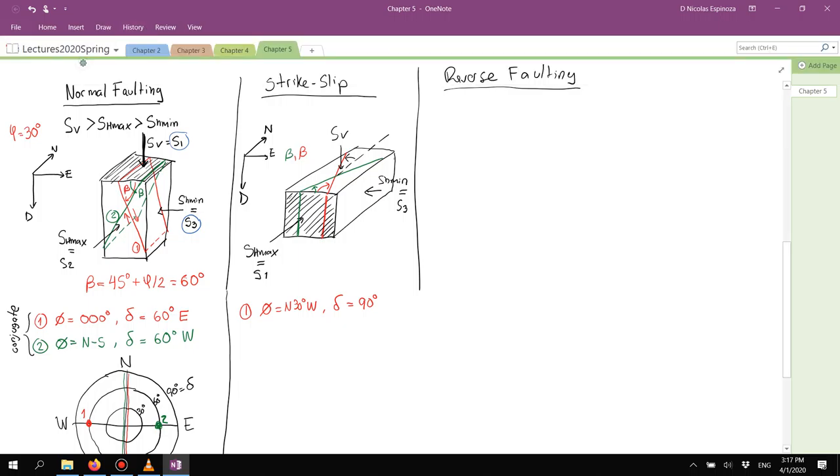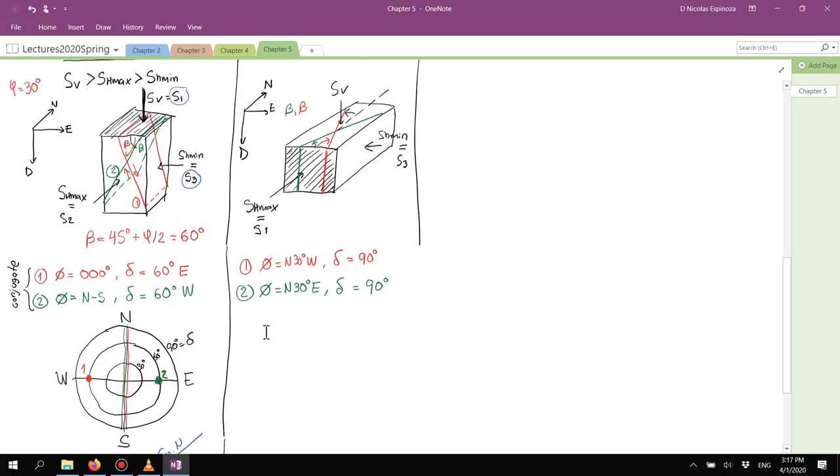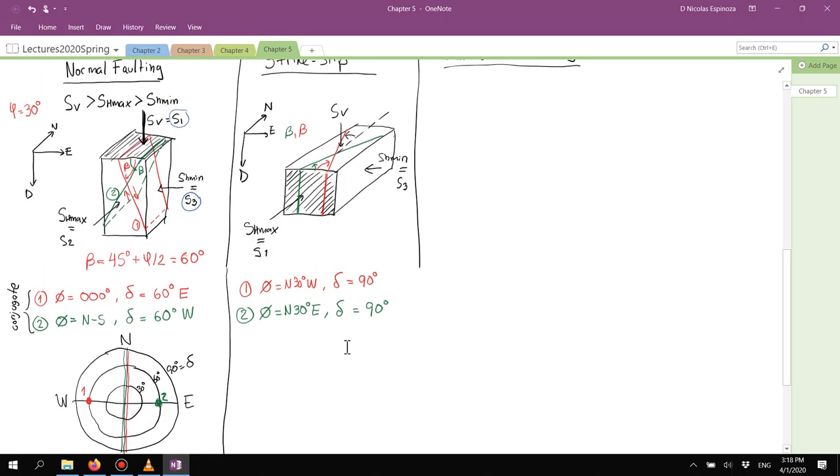And for fault number two, it is similar, and the strike is going to be, in this case, from the north, 30 degrees towards the east, and the dip, similar as before, is 90 degrees. If you want to place this in a stereonet diagram, you just have to follow the same thing that we did before. I think that's not super difficult, and you can revise the solution in the final figure if you have any doubt about which direction that is. But it is the same thing as before.